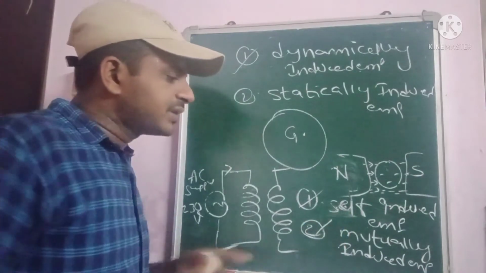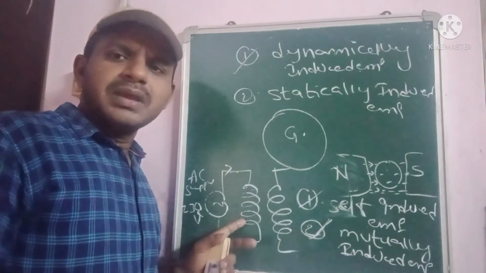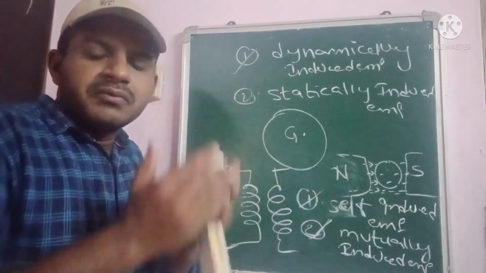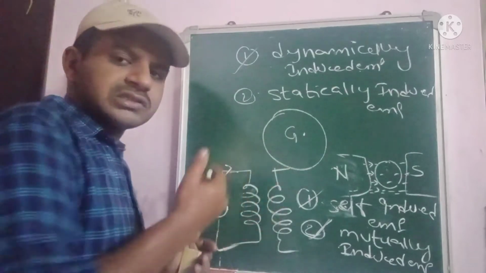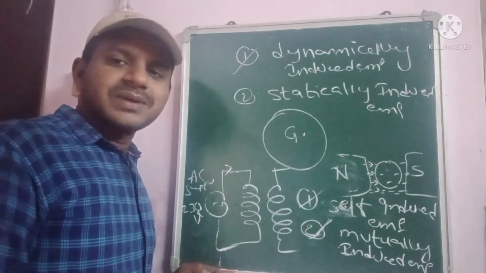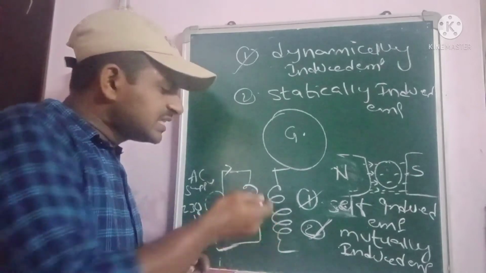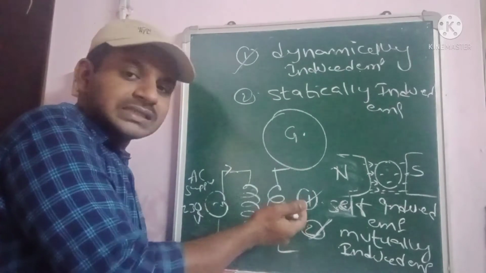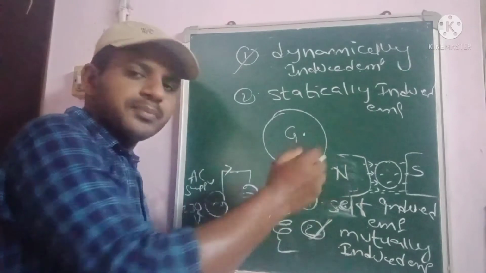So let us go for the mutually induced EMF. Here, mutual means communication between one and another. Mutually induced EMF means whenever supply is given to the primary winding of the transformer, some flux will be existing in that primary winding. This flux cuts the other winding of the transformer, the secondary winding. Then only it is called mutually induced EMF.